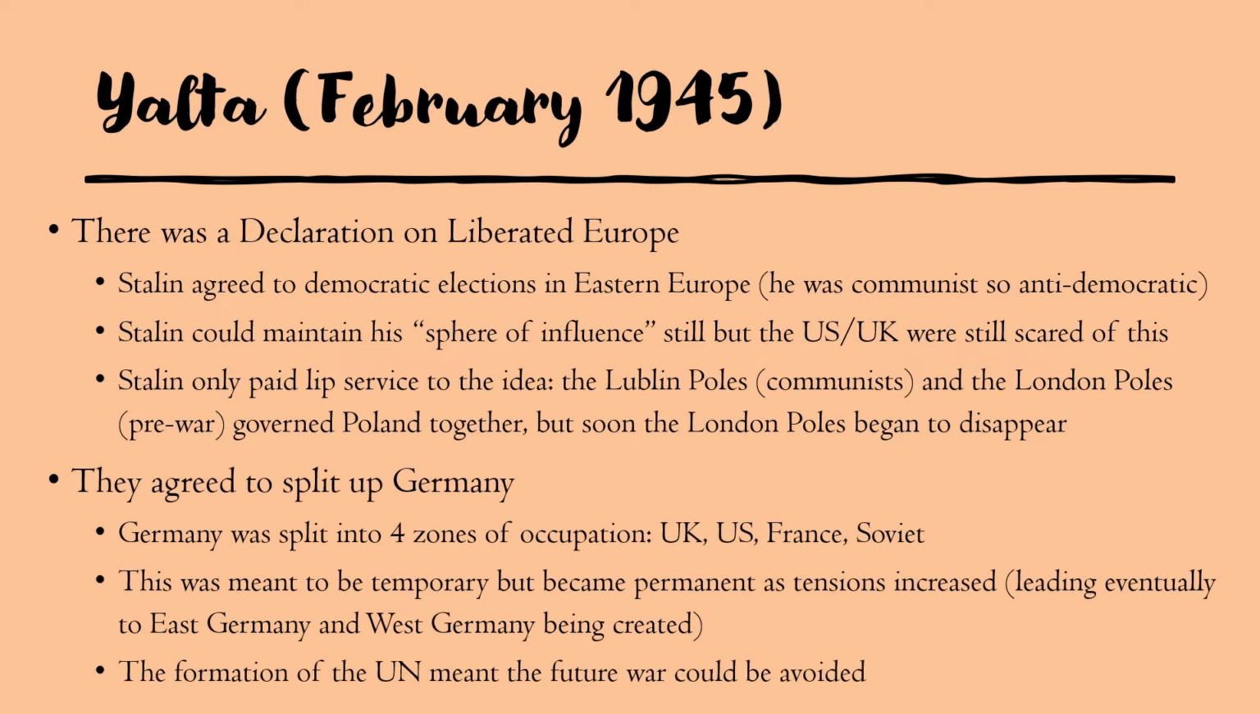A second effect was that all sides agreed to split up Germany. So Germany after the war was split up into 4 zones of occupation. There was the British zone, the American zone, the French zone, and the Soviet zone. This was initially meant to be temporary. They wanted to discuss it a bit more after the war, see what permanent solutions they could find, but tensions began to increase and they never got round to it. And this eventually led, and we'll see this in the next few videos, to East Germany and West Germany being formed. The UN was also created at this time, and this meant that future war could be avoided, that they could talk about the future of Germany as well, and the future of Europe in a safe space.